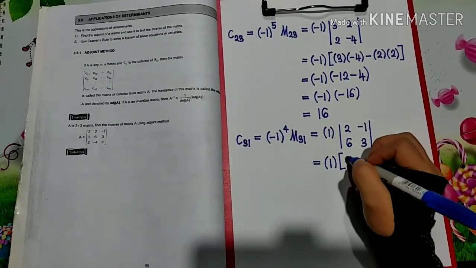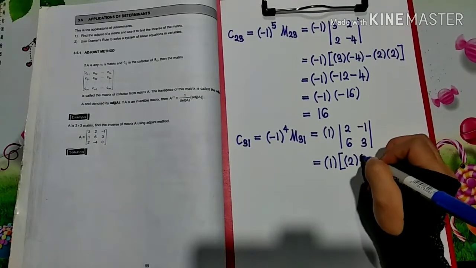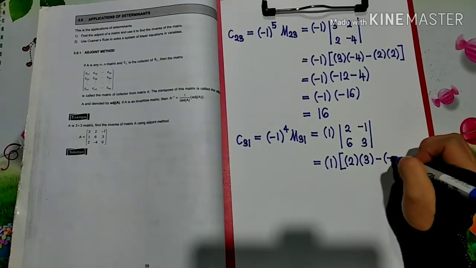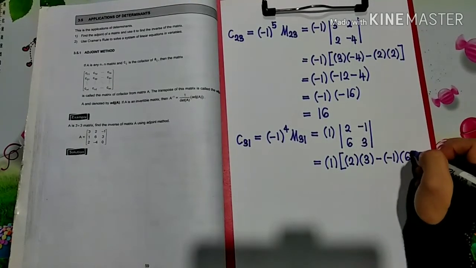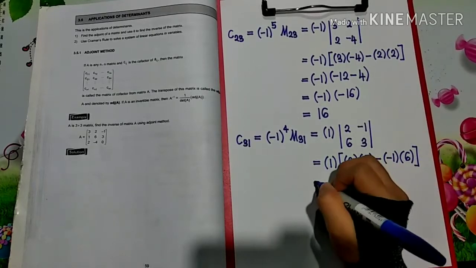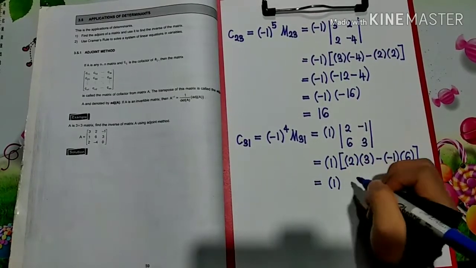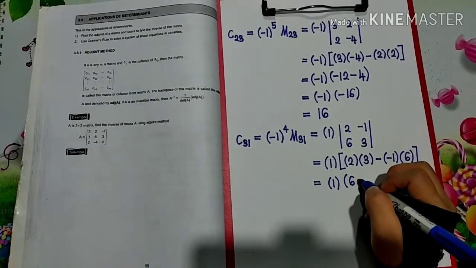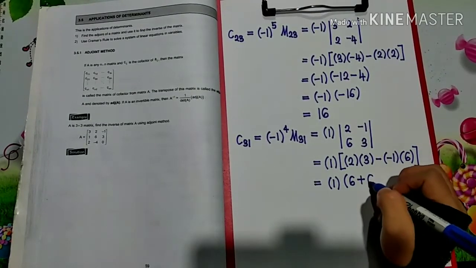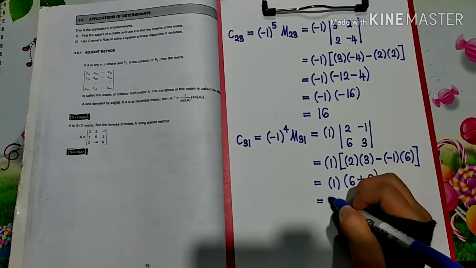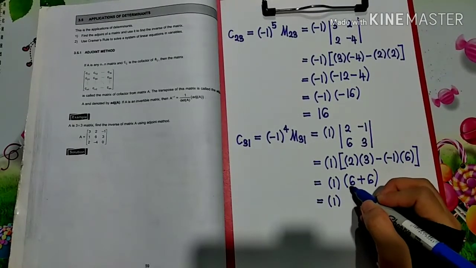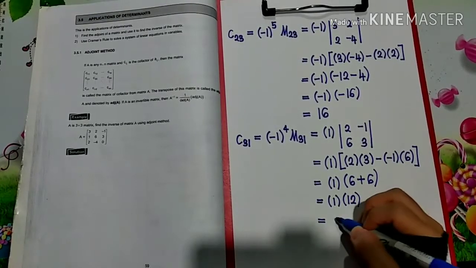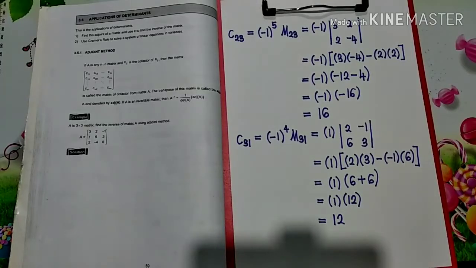Determinant for this matrix here, 2 multiply with 3 minus negative 1 multiply with 6. And then what you will get here, 3 multiply with 2, 6. Negative, negative will be positive. 1 multiply with 6, 6. So 6 plus 6, 12. So 1 multiply with 12, you will get here 12.